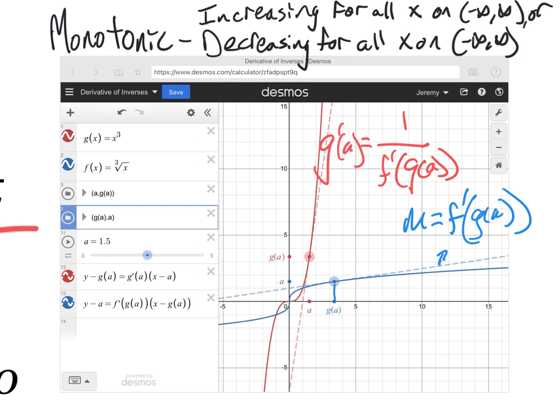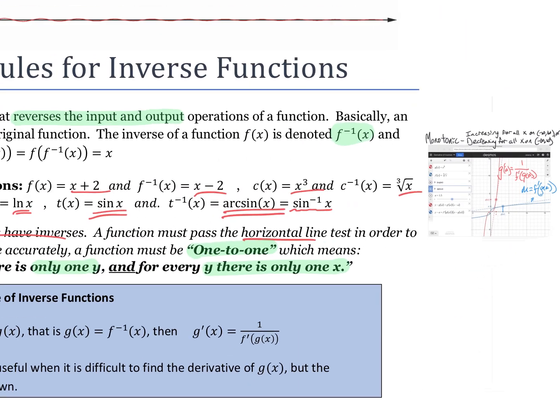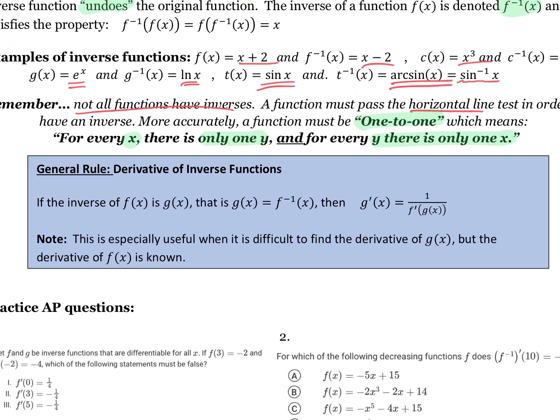So what is this saying? The derivative of a function g is 1 over the derivative of the inverse function f at g of a. So if we don't know how to find the derivative of g but we do know how to find the derivative of f, we can use f, the inverse function, to get the derivative of g. And so there's our rule.